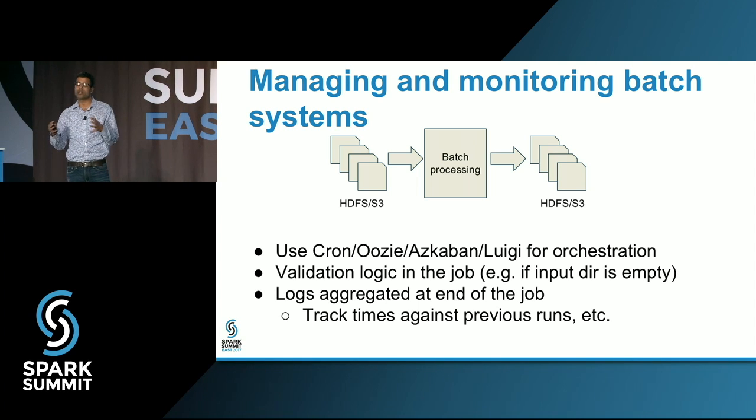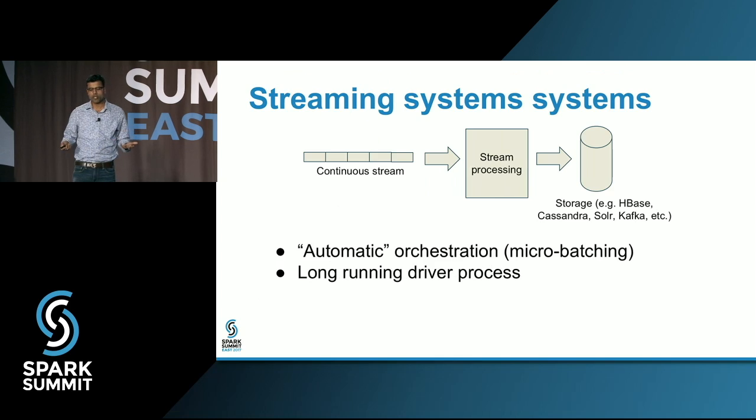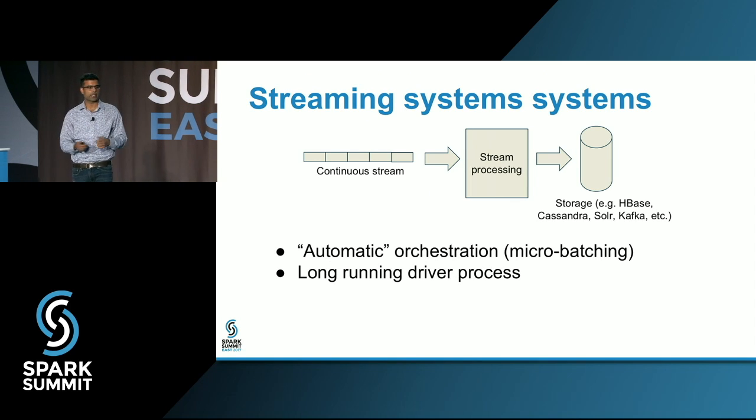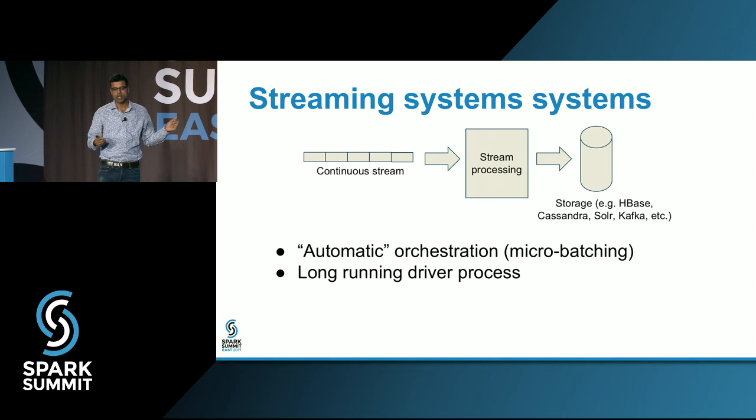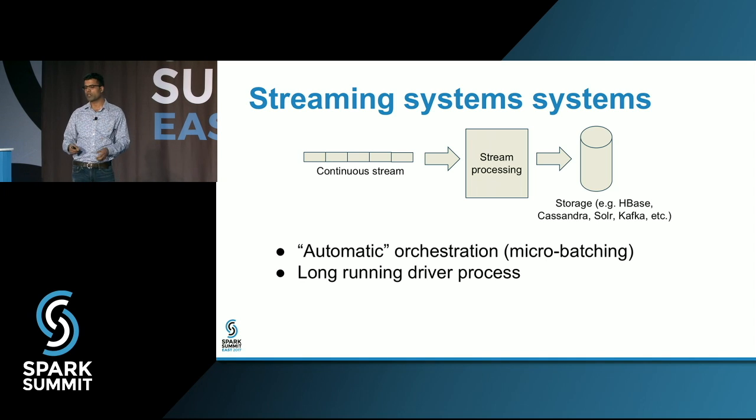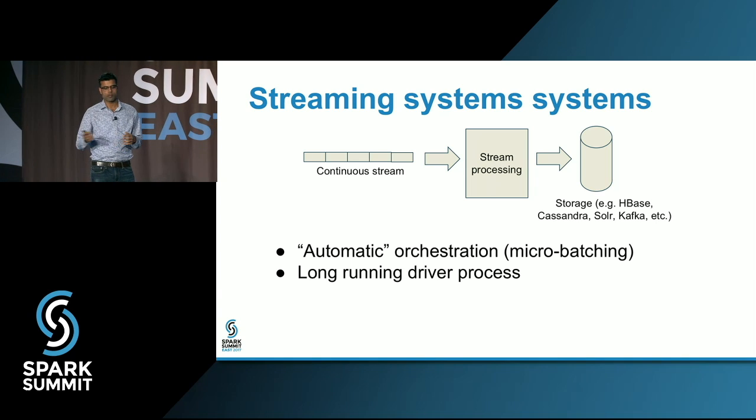So if you have a daily job or an hourly job, it takes 3 minutes every day. One day it takes 13 minutes. You can track that and see like, oh, what happened, right? But in a streaming job, there is nothing like that. You have this continuous stream of events coming out. There's a stream processing job, which then writes data to some storage system, right? This could be Cassandra, HBase or Kafka, or some other database.